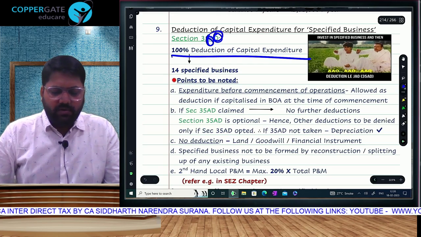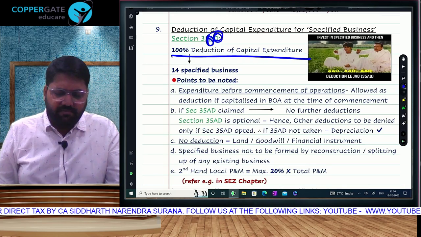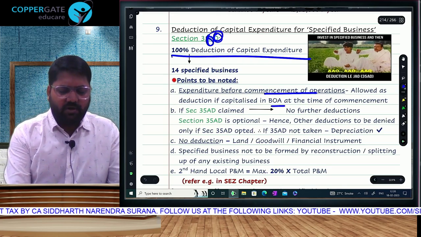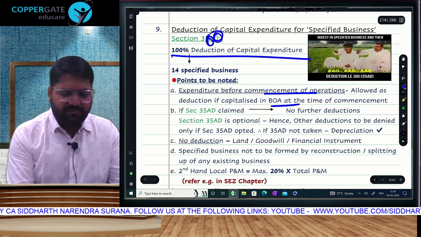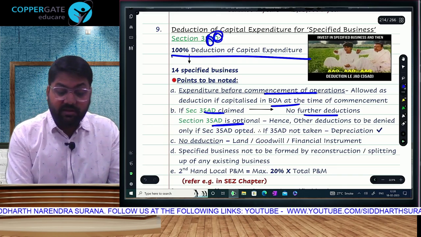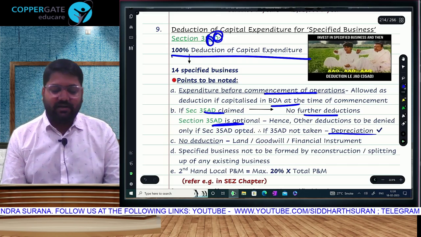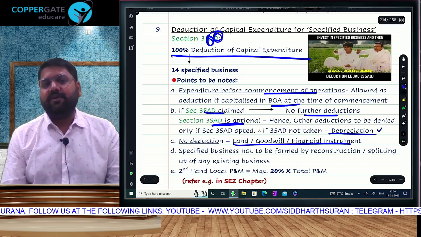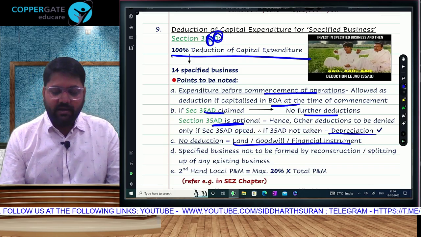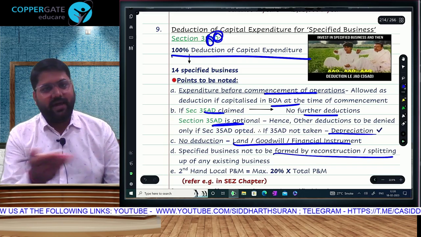Points to be noted before we go to which are those businesses. Pre-commencement expenses also allowed if you capitalize in the books of accounts. If you claim this, then there is no other deduction, but this is optional. So if you don't take 35AD, you can take your other deduction like depreciation. Land, goodwill, financial instrument, for these you will not be getting deduction. Business should not be formed by splitting, same as SEZ.